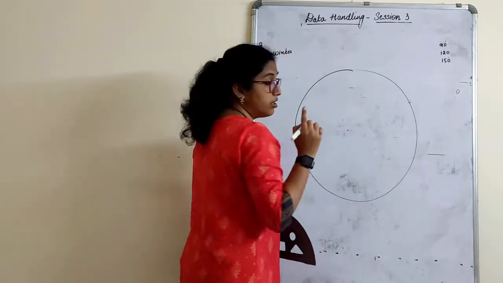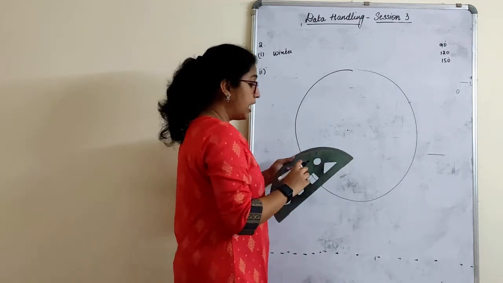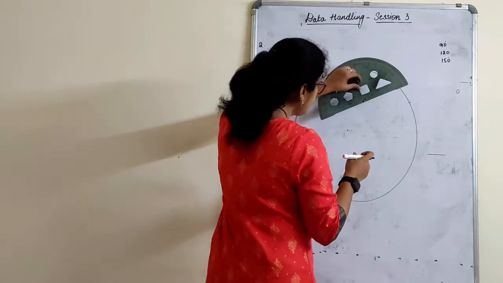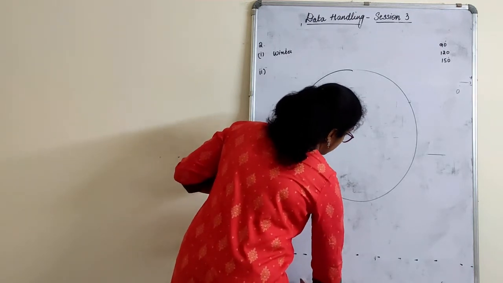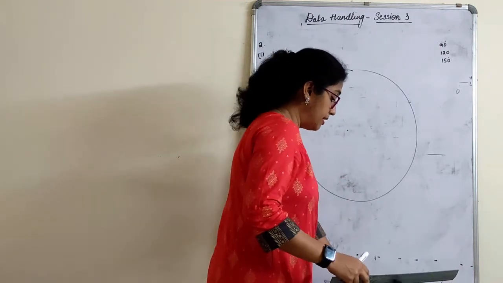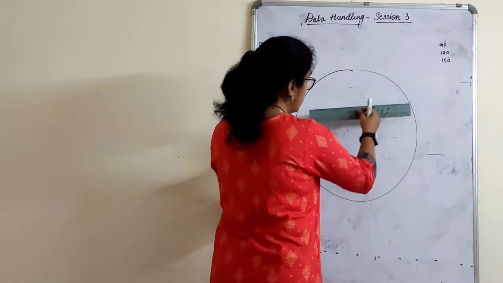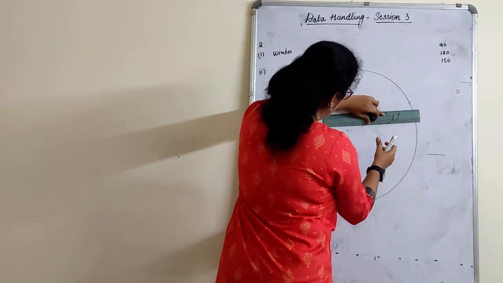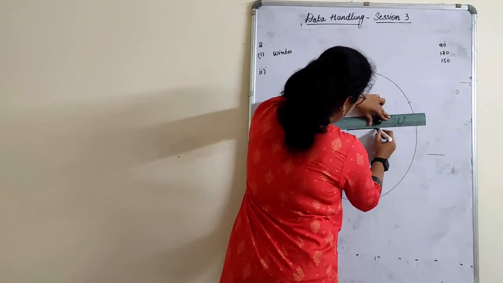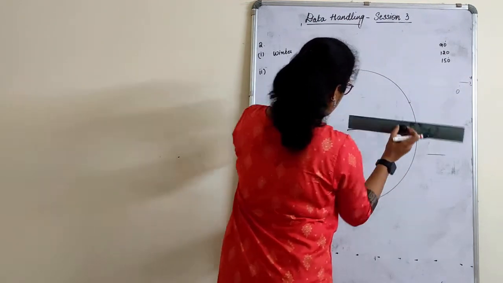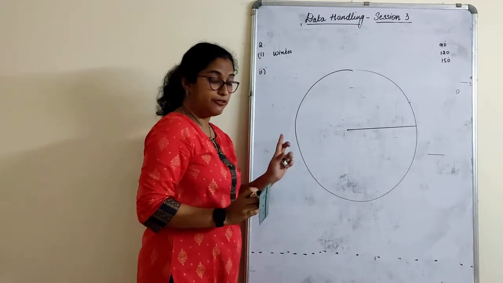Always mark a center. After marking a center, I want you all to draw a radius of the circle. That's more and more important. The radius of the circle should be drawn, so it will be very easy for you to proceed further. That's all. Draw this much, keep it ready.